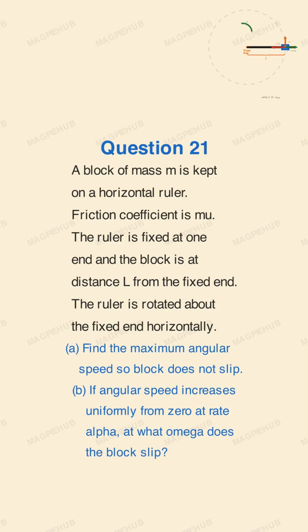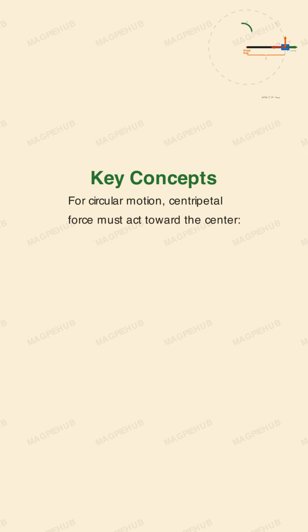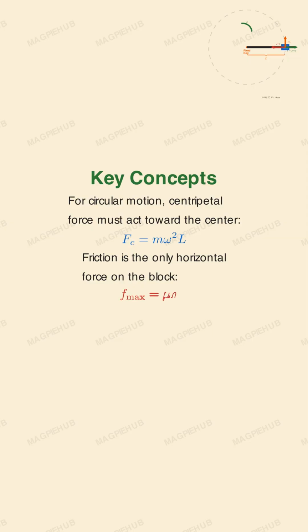Part B, if the angular speed is uniformly increased from 0 at angular acceleration alpha, at what angular speed will the block slip? The key concepts here. For circular motion, the centripetal force equals m omega squared L directed toward the pivot. On a horizontal surface, friction is the only horizontal force available to provide this centripetal force. Its maximum value is mu mg.